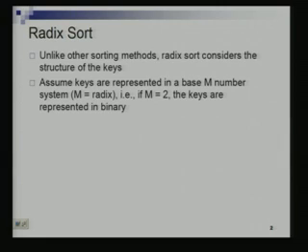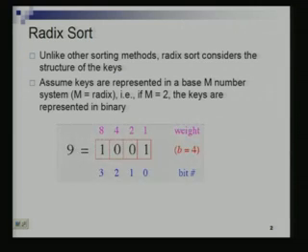Then you can also sort people. But in radix sort, we are going to look at the key itself that we are trying to sort, the collection of keys. We are going to assume that the keys are represented in some base m number system, and m is called the radix. If m equals 2, then the keys are essentially in binary, base 2. So this could be an example. 9 is 1001 in binary, and we are going to use this representation of 9 to do the sorting for us.